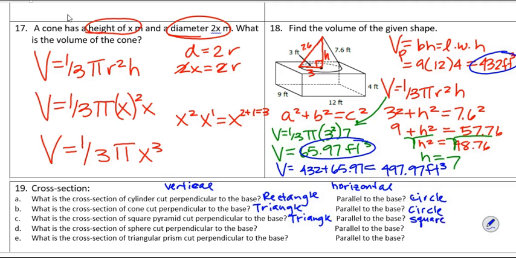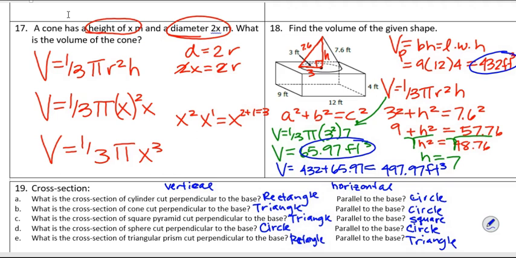What is the cross-section of a sphere cut perpendicular to the base? This would be a circle. So would it be if it was parallel to the base. And the last one, what is the cross-section of a triangular prism cut perpendicular to the base? This would be a rectangle. And this would be a triangle, because again, the base is a triangle.